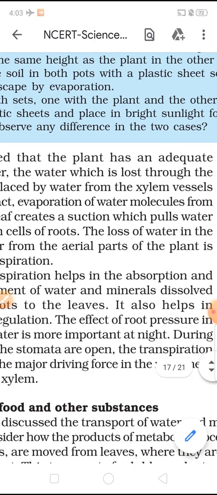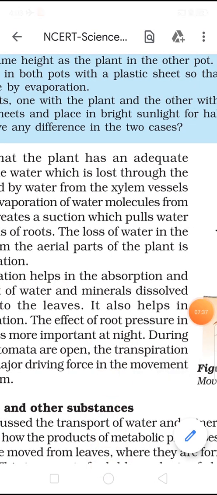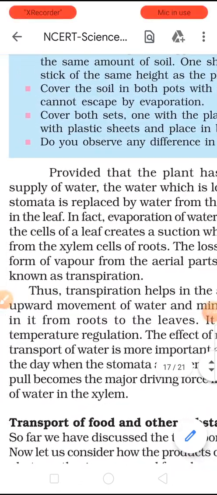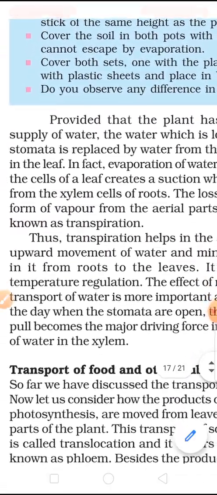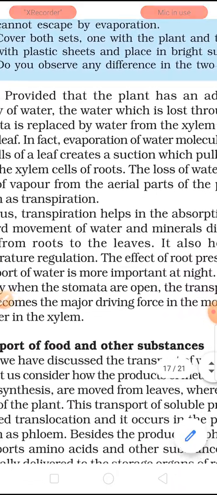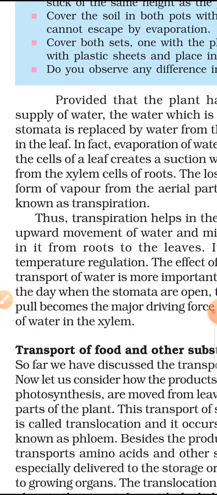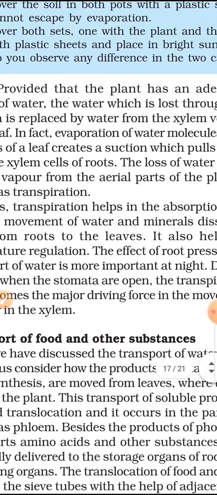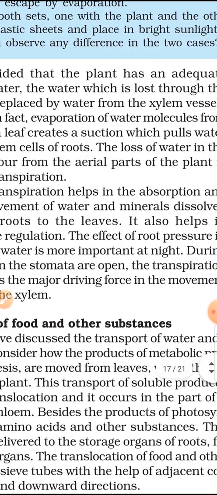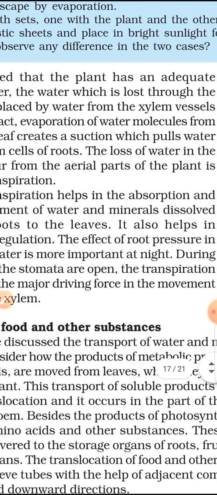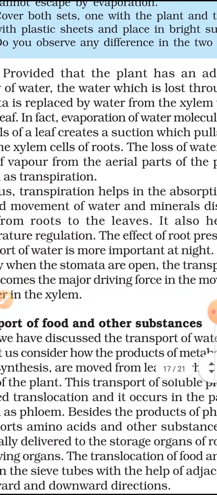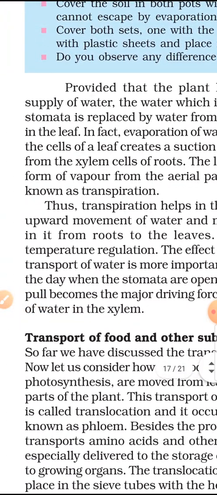Provided that the plant has an adequate supply of water, the water which is lost through stomata is replaced by water from the xylem vessels. Okay, so whatever water is lost from stomata, it is given by the xylem vessels. Okay, the vessels which are just below them in the leaves.